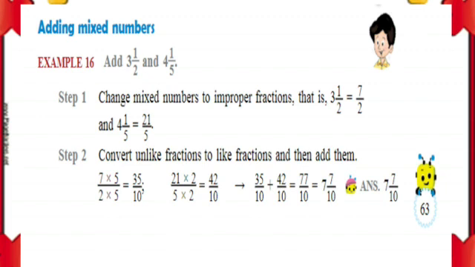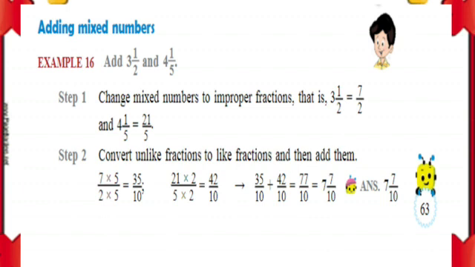The next step is to convert the unlike fractions to like fractions and then add them. So when you convert unlike to like, you need to find the LCM, and with that LCM you have to find the equivalent fractions for 7 by 2 and 21 by 5. The LCM will be 10. Keeping 10 as the denominator, you find the equivalent fractions for 7 by 2 and 21 by 5.